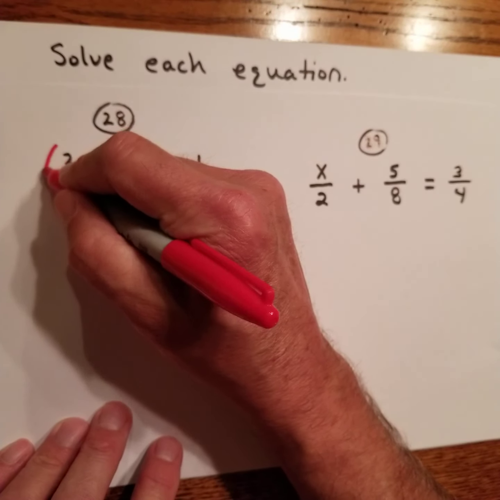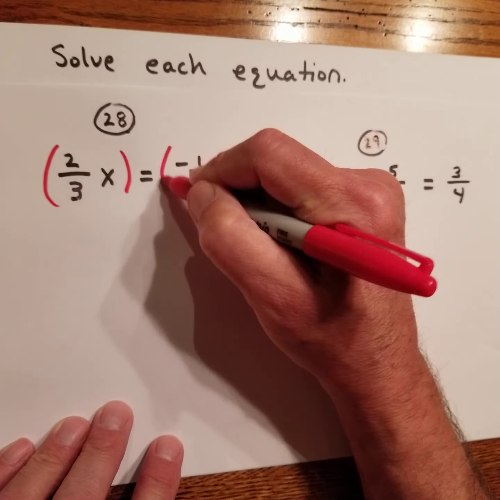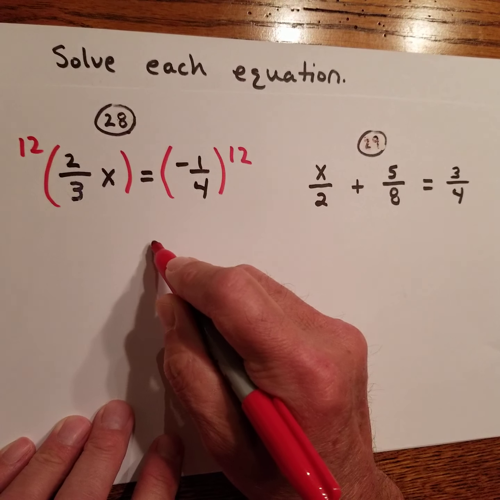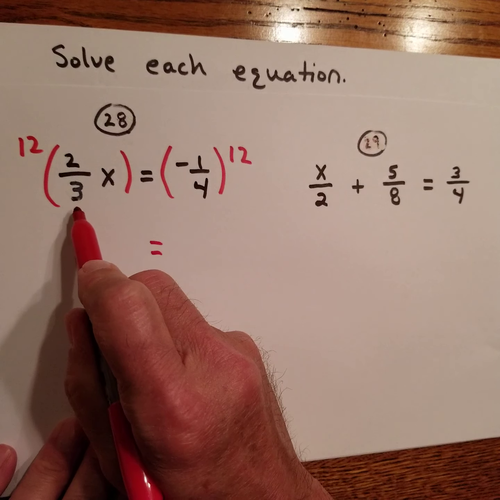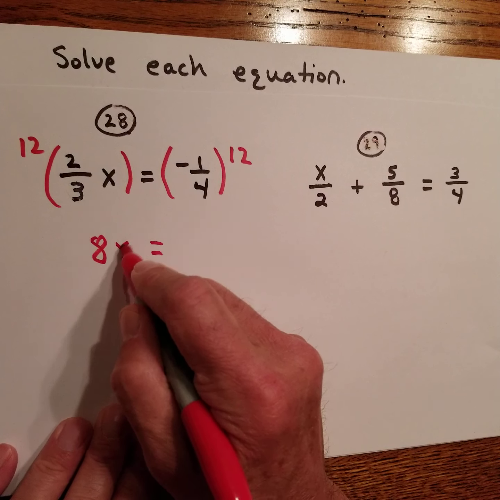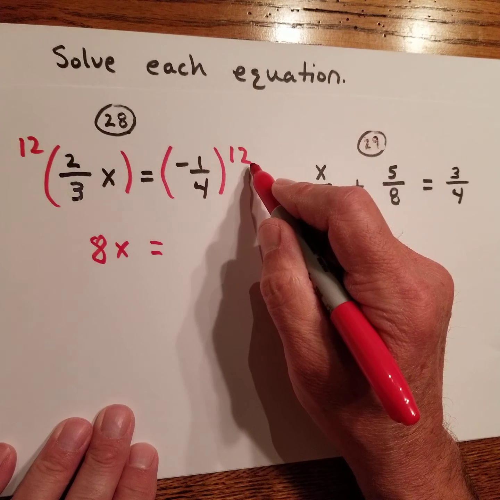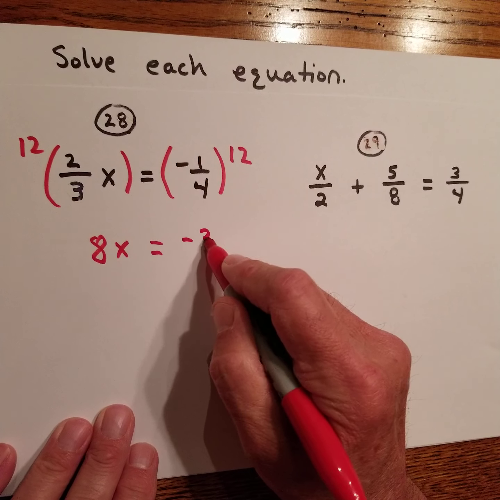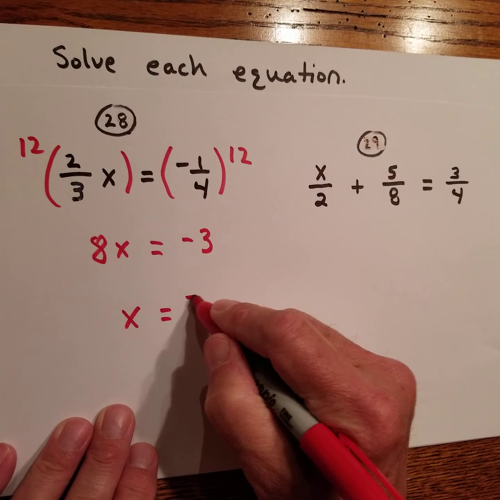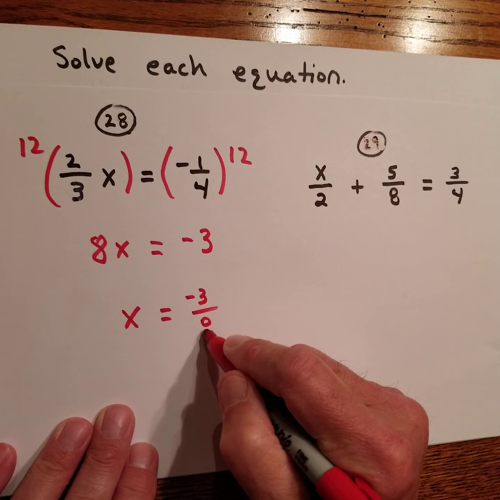I'm going to start by multiplying both sides of this equation by a common denominator of 12. Now 3 goes into 12 4 times. 4 times 2 is 8. 4 goes into 12 3 times. 3 times -1 is -3. And when I divide, my final answer is a fraction.